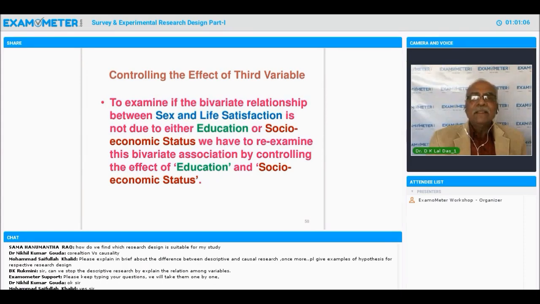So the complex hypothesis for explanatory research or causal research would be: sex, education, socio-economic status do not affect life satisfaction. Null hypothesis. Or in one sentence you can say, demographic variables do not affect life satisfaction, as a null hypothesis. This type of hypothesis we take in explanatory research.